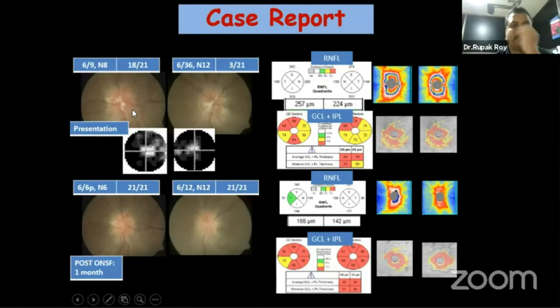This is the patient who at present is like this: 6/9 in the right eye, 6/36 in the left eye, and final follow-up is 6/6 and 6/12. And you can see the progression of the GCL and the IPL thickening, as can be seen in the charts.